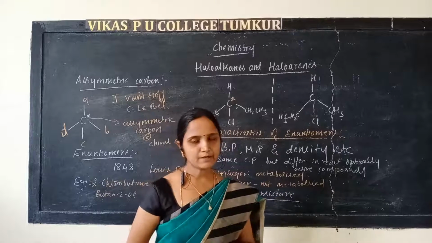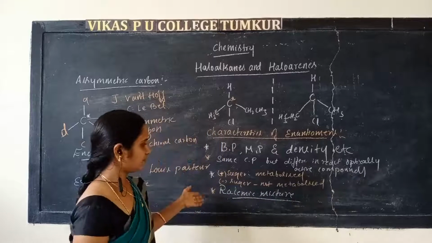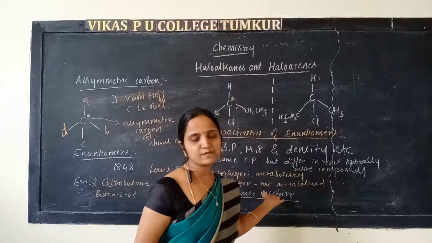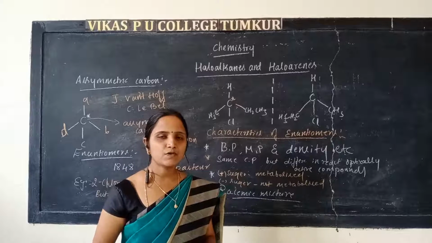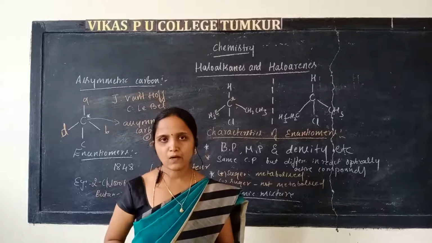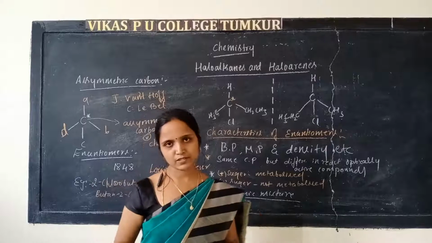Next we are discussing the racemic mixture. A racemic mixture is nothing but an equimolar mixture of the dextro isomer and the levo isomer.